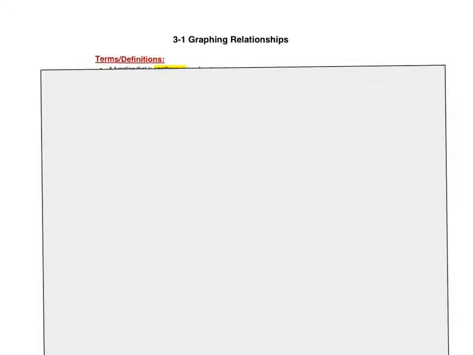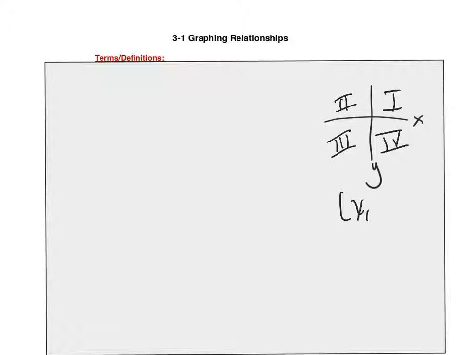Chapter 3 deals with graphing functions and relationships. So the very first unit, graphing relationships, is basically discussing how we can, on the coordinate plane, which is the XY coordinate system, where the x-axis is horizontal and the y-axis is vertical. Quadrant 1, just as a quick refresher, quadrant 2, 3, and 4, you plot points, x comma y.